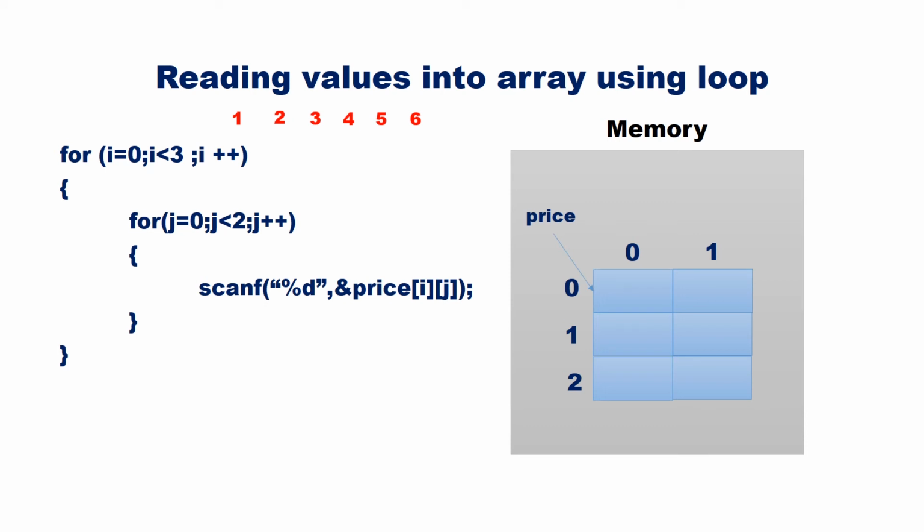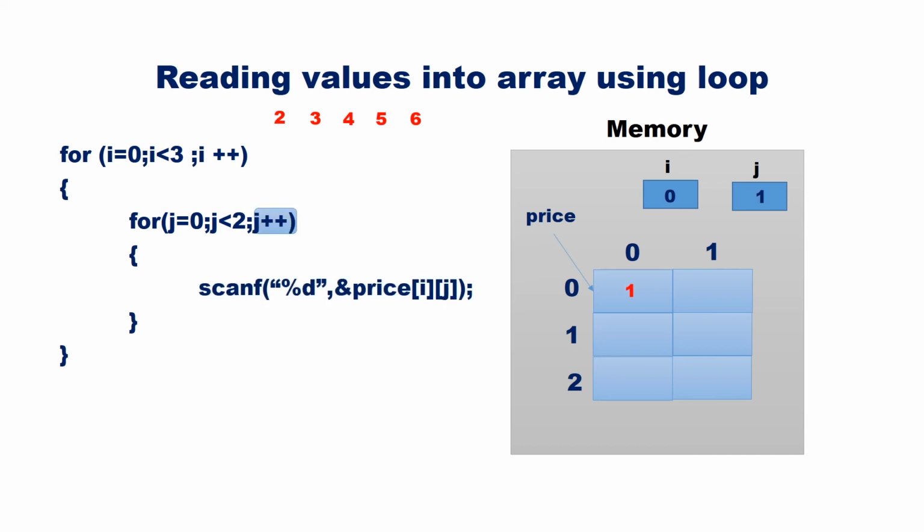Now let us see how to read values into a two-dimensional array. In a one-dimensional array, we have used a single for loop. In a two-dimensional array, we require nested loops. Assume that the user wants to input the values 1, 2, 3, 4, 5 and 6. Let us take 2 variables i and j to store row index and column index respectively. i is initialized to 0, i less than 3 condition true, j is initialized to 0, j less than 2 condition true, scanf %d ampersand price of i, j. That is, 1 is stored in the location with row index 0 and column index 0.